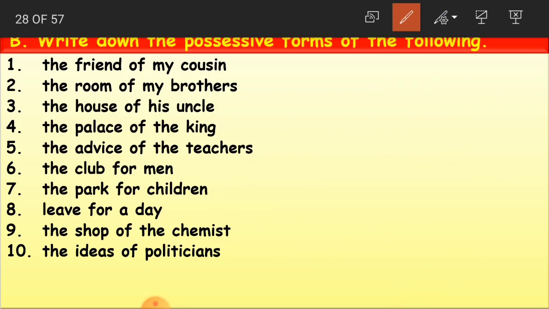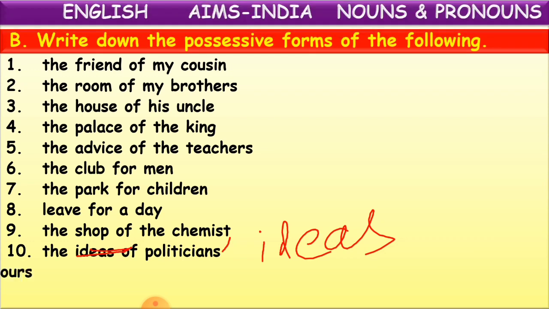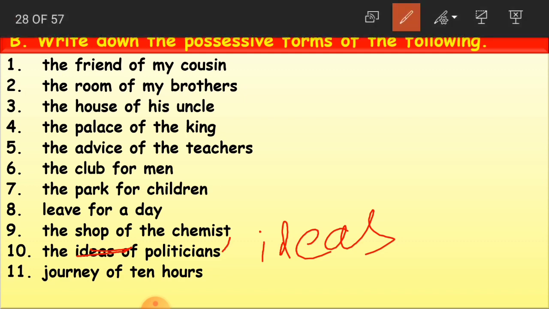The ideas of politicians. Politicians' ideas. After politicians we are going to put an apostrophe and then write ideas. So like this it becomes the politicians' ideas. Clear? Now the other sentence. Journey of 10 hours. After hours, again this is in plural form, so apostrophe here. And then we will write 10 hours' journey.